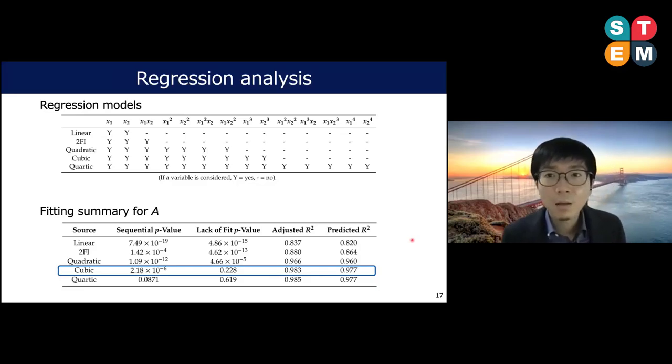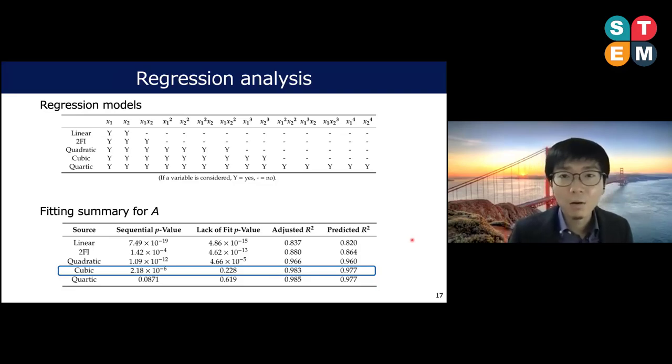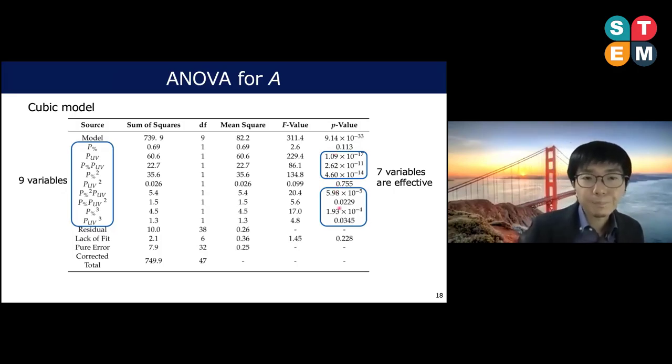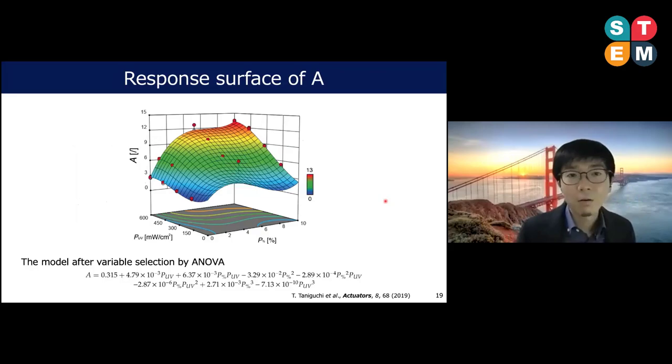After I obtained the best fitted model, I used ANOVA for effective parameters. Initially, the cubic model has 9 variables, so it's a little bit complicated to interpret. But as the result of ANOVA, 7 variables were selected to be effective, and the other 2 variables were not effective based on p-value. So I obtained a simpler model by ANOVA. Then I can draw response surfaces of A.